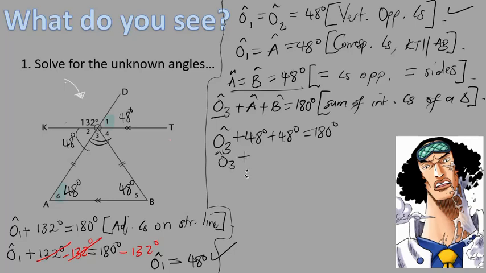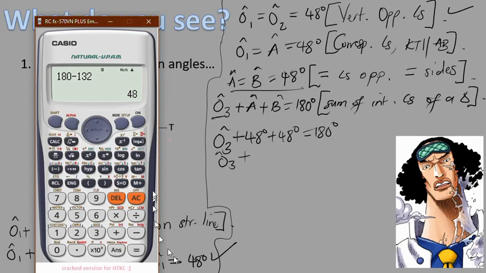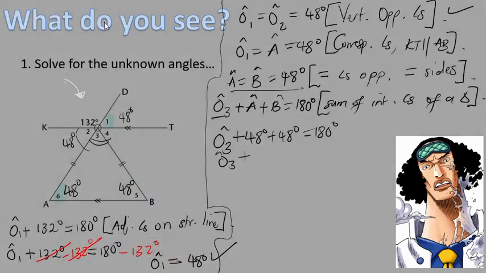O3 plus, I know you can add 48 plus 48 in your own head, but use the calculator. Oops, mistake. 48 plus 48, that is 96. Right? We are avoiding mistakes here. We are being careful. We want to collect all the marks. 96 degrees is equal to 180 degrees.